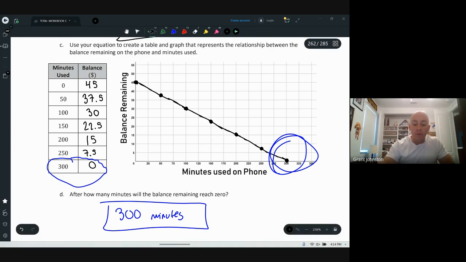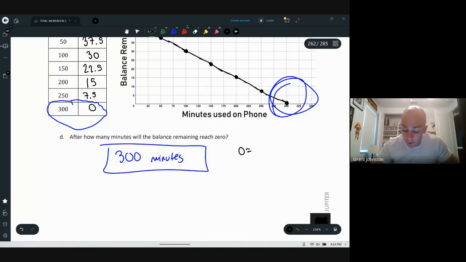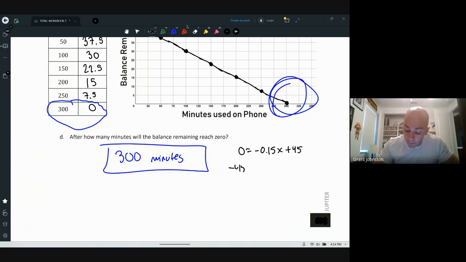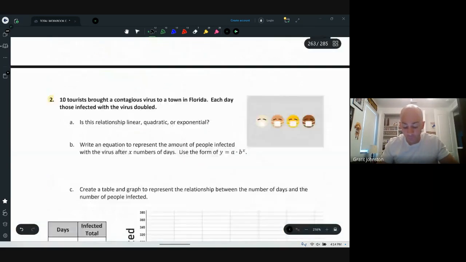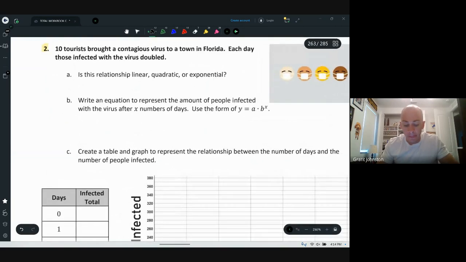But like I was saying, if you wanted to, you could say 0 equals negative 0.15x plus the 45. Use the equation. Subtract 45 from each side. Divide by negative 0.15. And you would get 300 if you did it. That's another way. So there's plenty of ways to figure out when the balance would be 0. All right, next one.